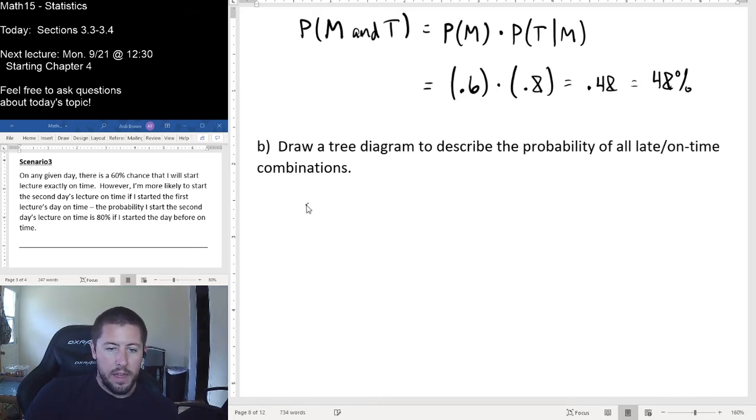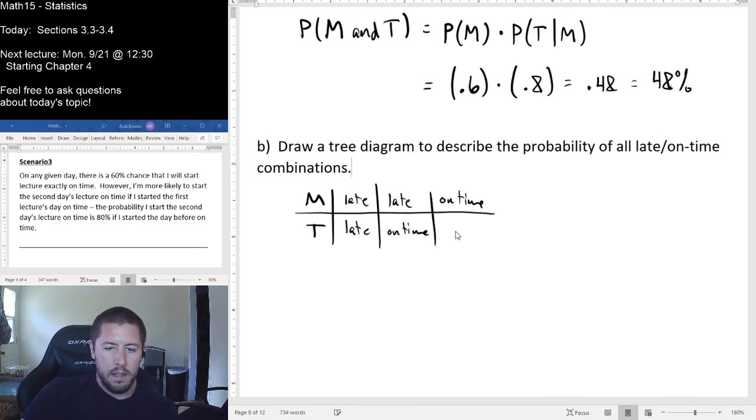And so what I kind of want to do here is talk about what could happen on any given Monday, Tuesday pairing. It could be that I am late on Monday and that I'm late on Tuesday. That's possible. I could be late on Monday and on time on Tuesday. I could be on time on Monday and late on Tuesday. And I could be on time for both. What I want to do is talk about what are the probabilities associated with each of these sets of outcomes for me for a given week.